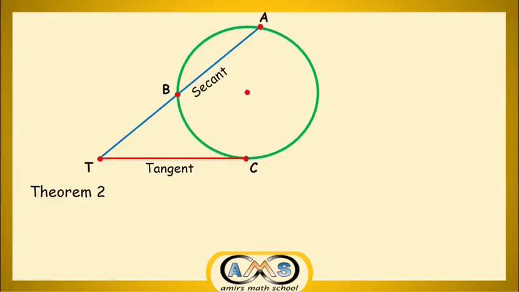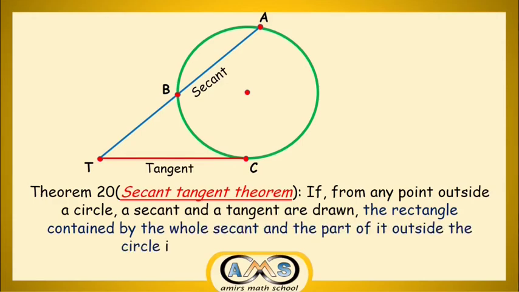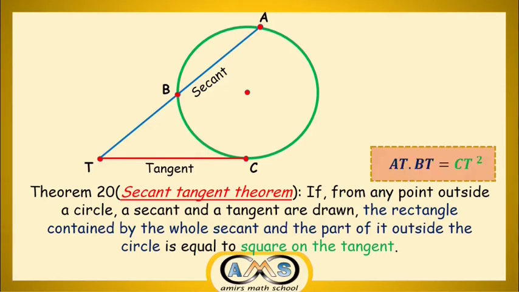Theorem number 20, that is the secant tangent theorem. If from any point outside a circle, a secant and a tangent are drawn, the rectangle contained by the whole secant and the part of it outside the circle is equal to the square on the tangent. That is, AT into BT equals CT square. The multiplication of the whole secant and the part outside the circle will be equal to TC into TC, that is TC square.